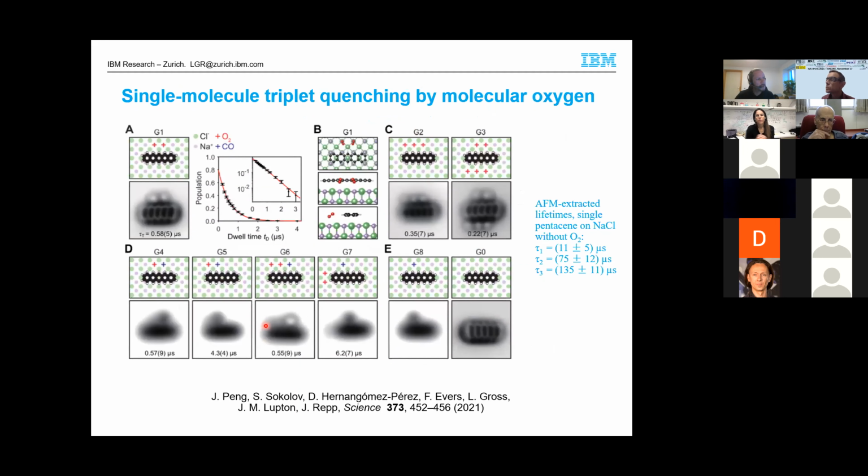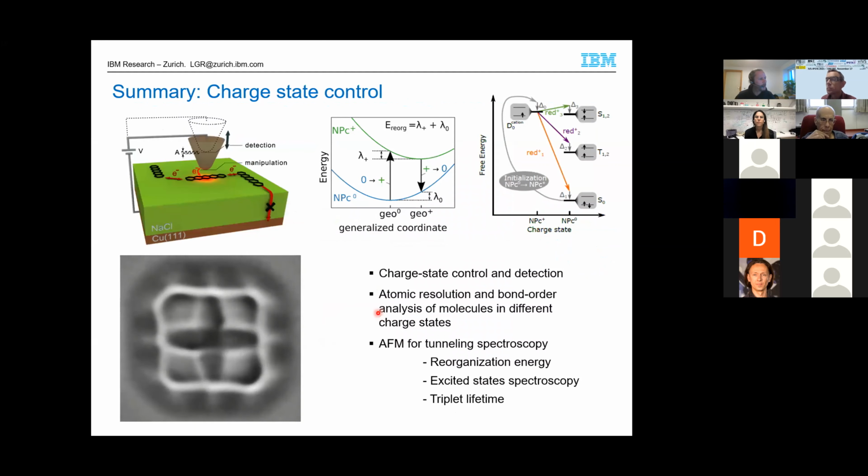And the cool thing now is, of course, you have that combined with atomic resolution, so you can investigate triplet quenching by molecular oxygen. You actually see how the position and the amount of oxygen molecules next to the pentacene that you quench affect the quenching of the triplet state and the lifetime of the triplet state. And you see it's really huge differences in the lifetime of the triplet state depending on where that oxygen molecule sits. With this, I'm going to finish.